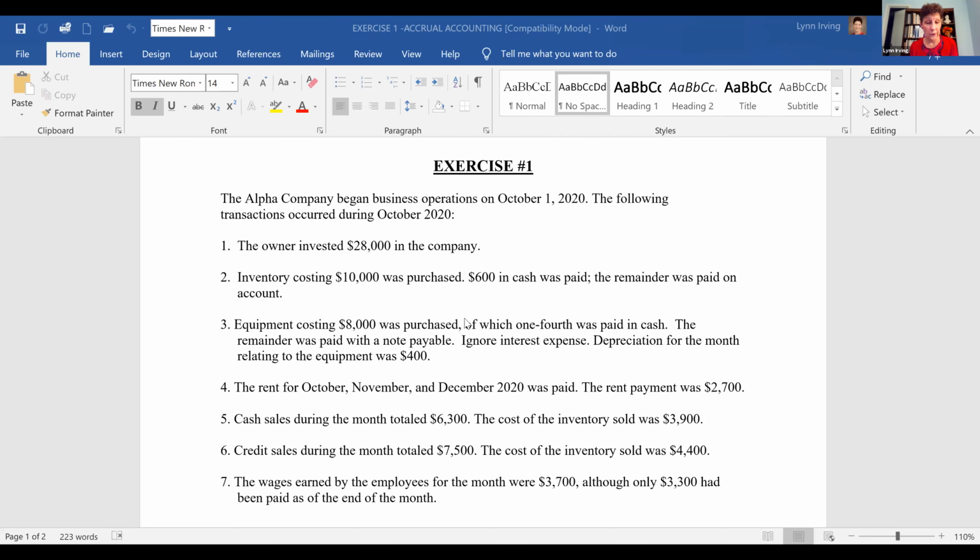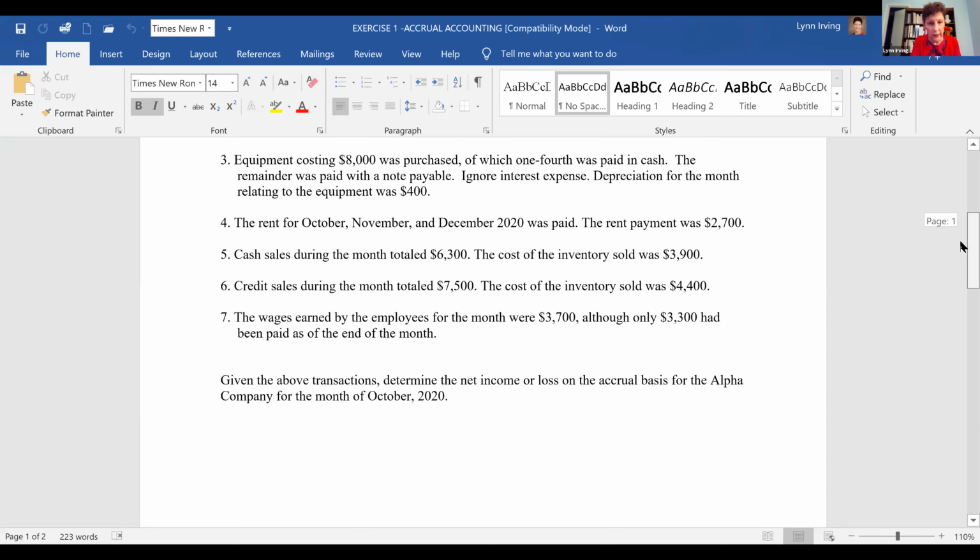So on this particular one, my wage expense is the full $3,700, not just the $3,300 that I've paid. Is that clear? That's a mistake I see happening frequently enough, that people say, oh, my expense is just the cash amount. No, it's not. It's what you've incurred. You owe them 37, you've only paid them 33. So your full expense is $3,700.